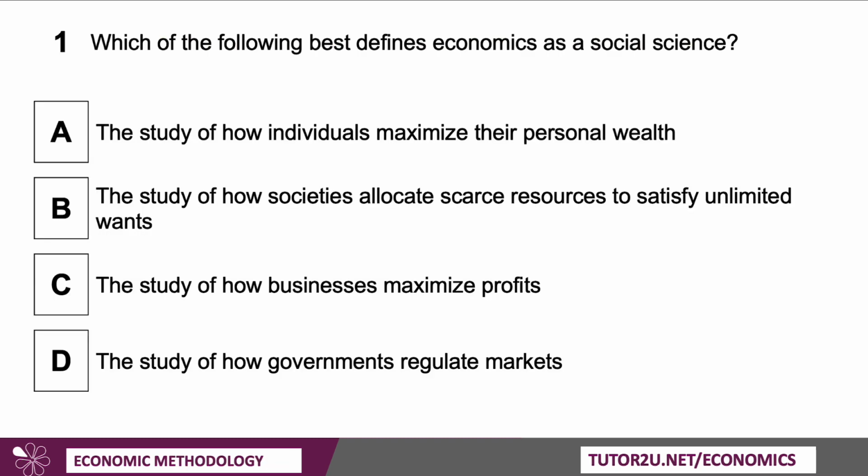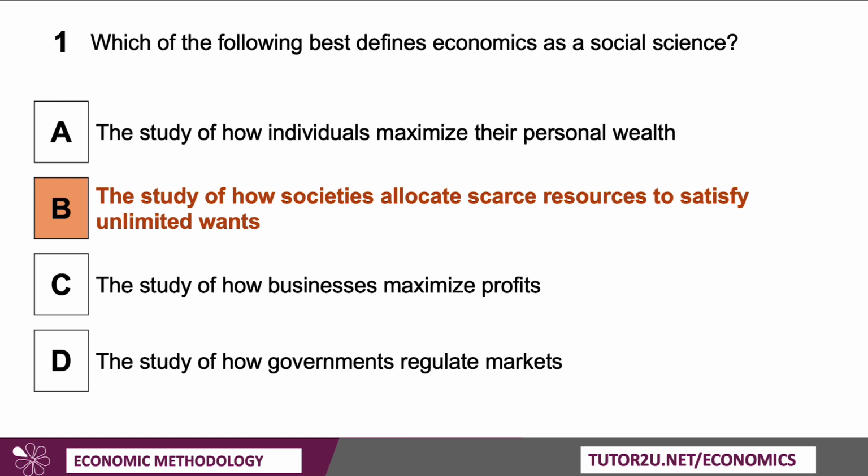Having got these two questions, which of the following best defines economics as a social science? You might want to press the pause button. Which of these options do you think is right? Which of the following best defines economics as a social science? And the correct answer here is B. It's all about how we allocate our scarce resources better to satisfy our unlimited needs and wants.